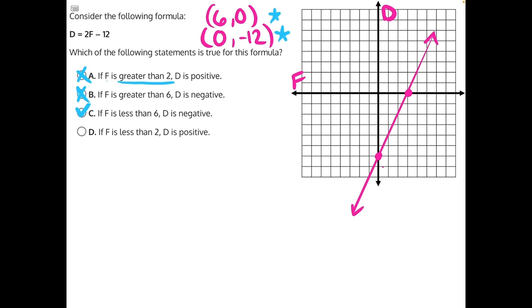D says if f is less than 2, and a line at f equals 2, less than is to the left, then d is positive. This is not true because all of these values are below the x-axis, therefore making the d values negative, not positive. So D is incorrect, and answer choice C is our correct answer.